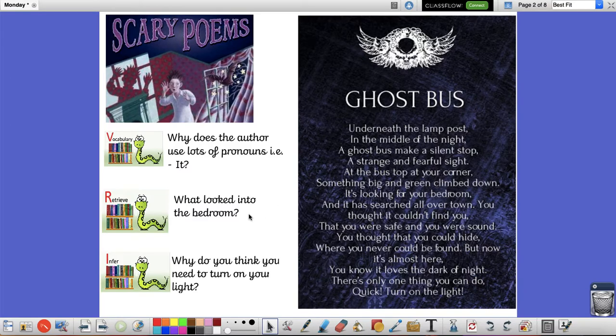For retrieval, I want you to have a think about what looked into the bedroom. So what was it actually looked inside the bedroom window? And for inference, I want you to answer, why do you think you need to turn on your lights?